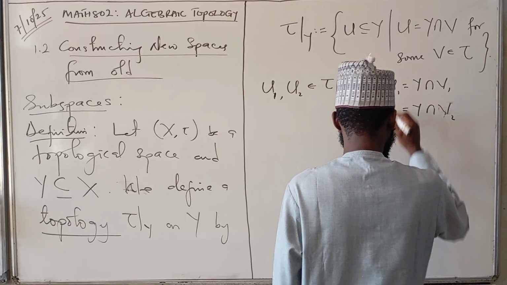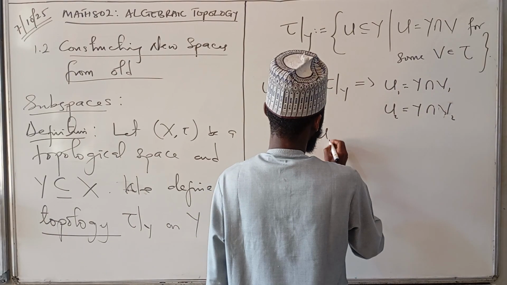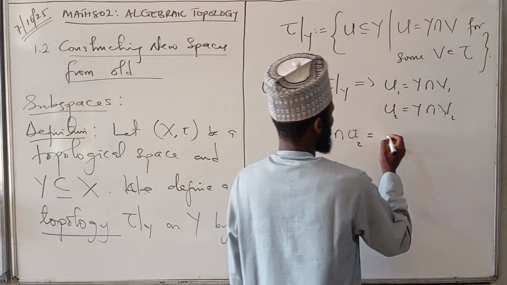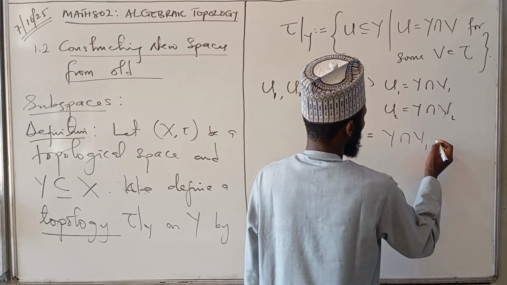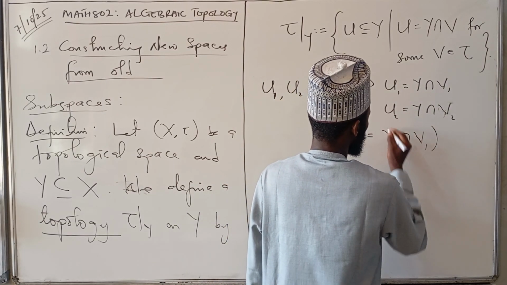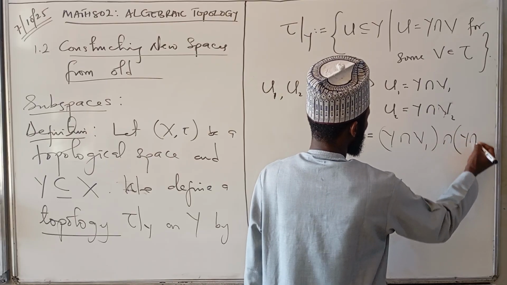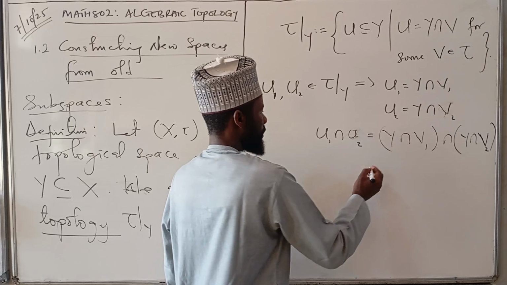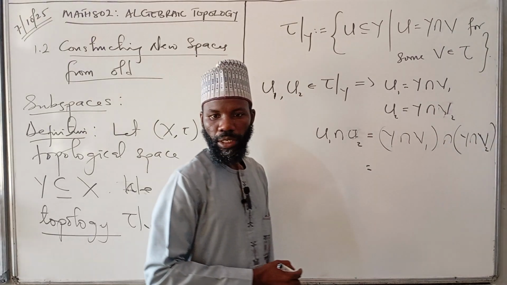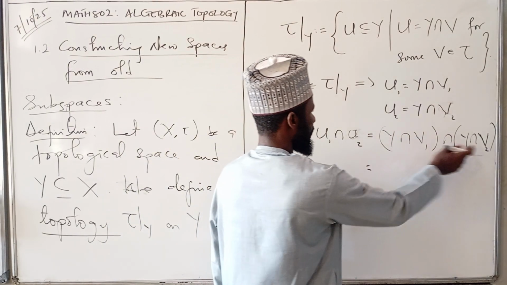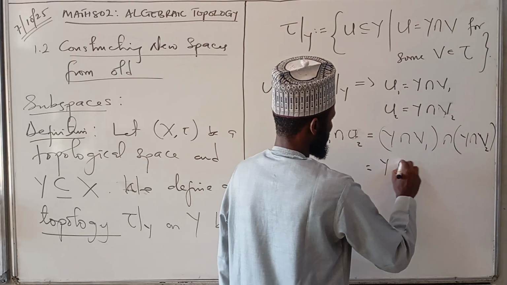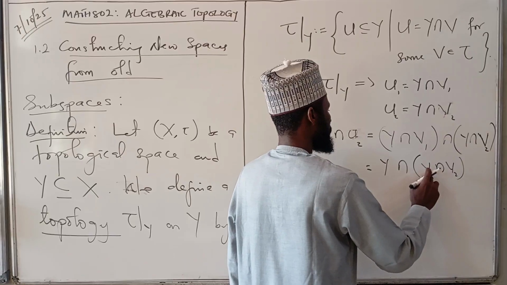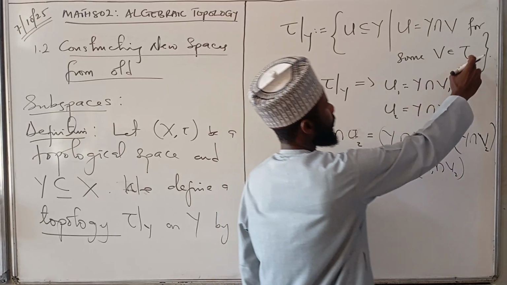But that means u1 intersection u2 is equal to y intersection v1 intersection y intersection v2. This is v, sorry. Is that okay? But that will be equal to, so you just perform associativity of this. But then idempotency of the intersection means this is v1 intersection v2. But v1 intersection v2 is already a member of tau.